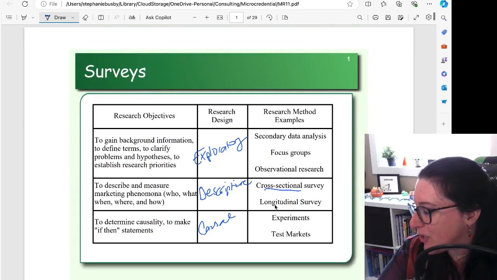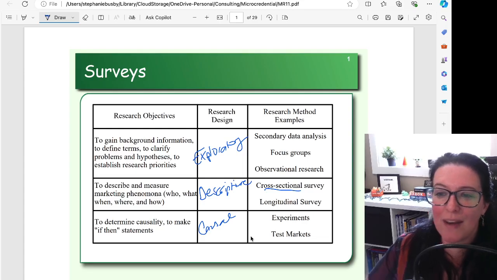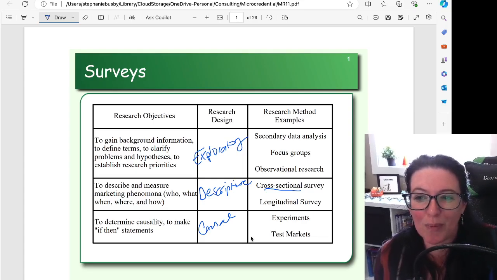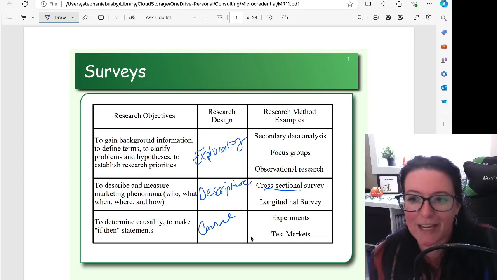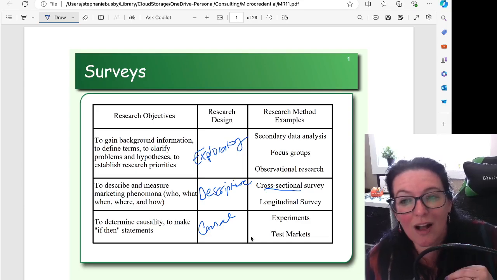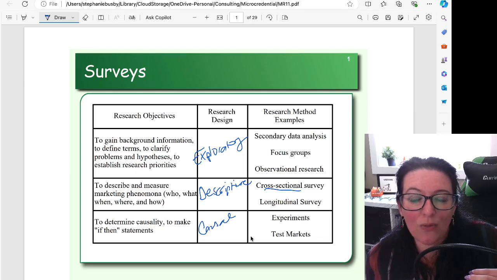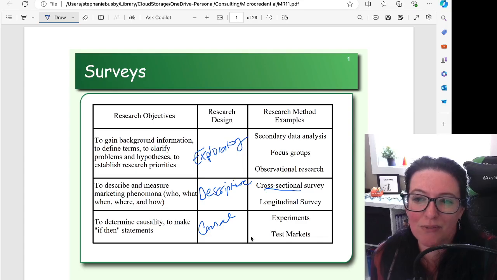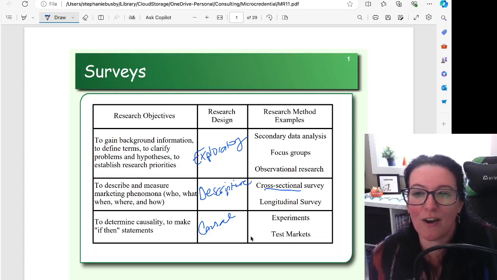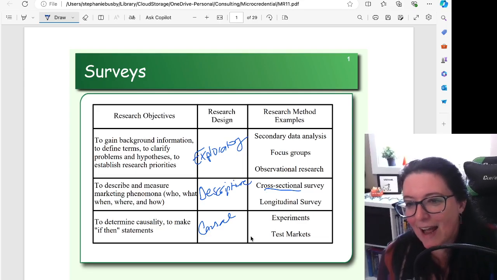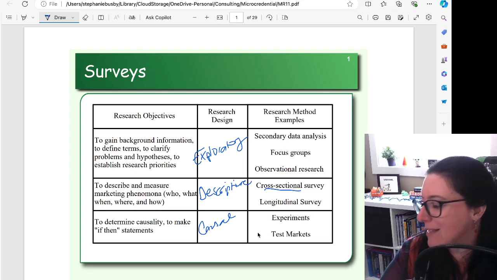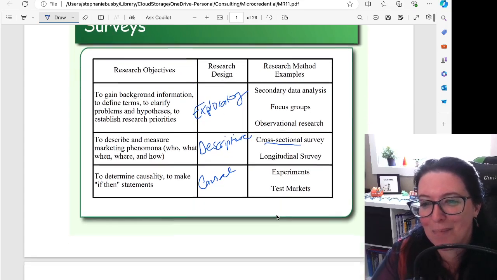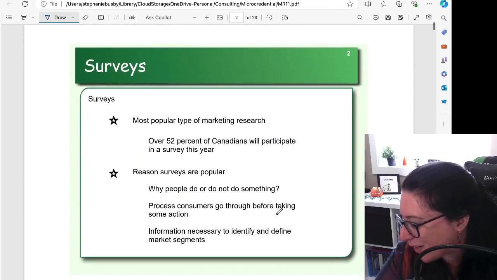Marketing research uses surveys, but it's important to note that if you are doing research for other purposes that are not about an organization's products or customers or how the organization operates, you might be using other types of research. Of course, we have videos on focus groups, observational research, interviews, secondary data analysis, and experiments. So you might be doing a different type. But right now, let's focus on surveys.